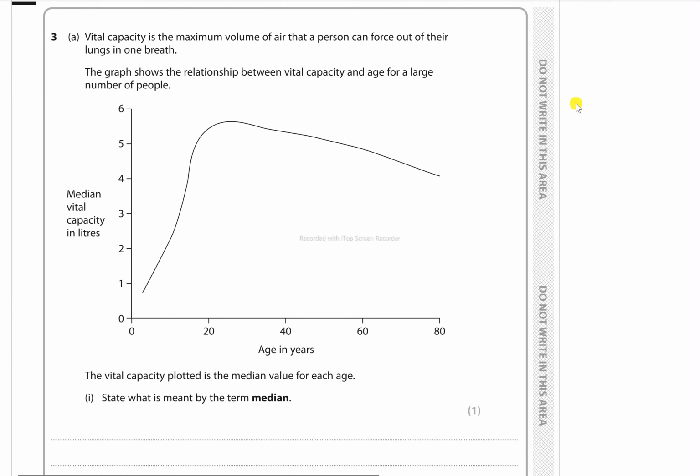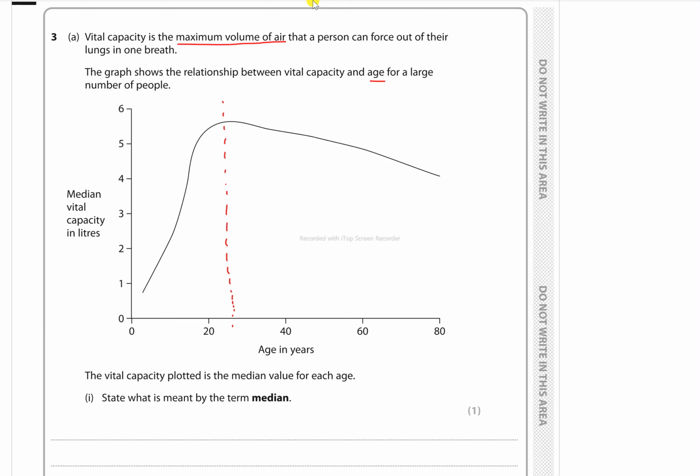Vital lung capacity. Yeah, we got time. Right. Vital capacity is the maximum volume of air forced in one breath, and age for a large number of people. So as age goes up, your vital capacity is at its peak in your 20s, and then it starts going downhill.